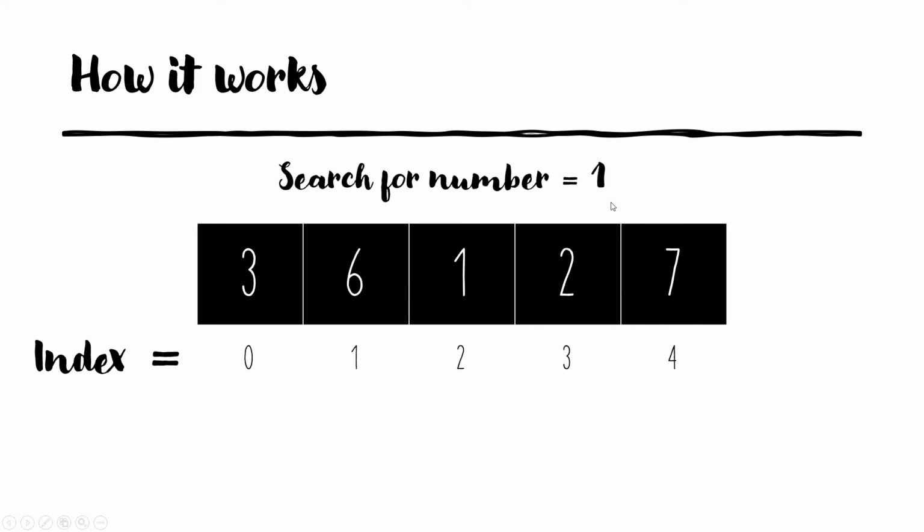So how is it going to work? It's going to start from the 0 index and check the element in the array, and in this case it's 3, and we are looking for 1, so there's no match. It's going to move on to the next one and check the element again, and in this case it's 6, so no match. Then it's going to move on to the next one, and again check the element, that is 1, and since we are looking for the number 1 and it finds a match, it's just going to return the index. And that's how it works.